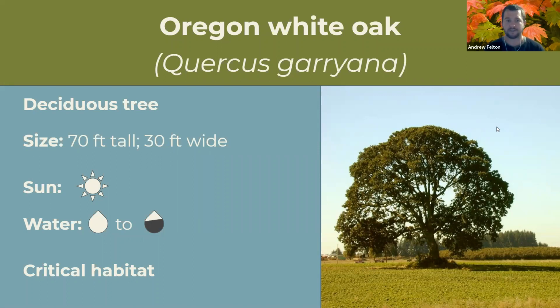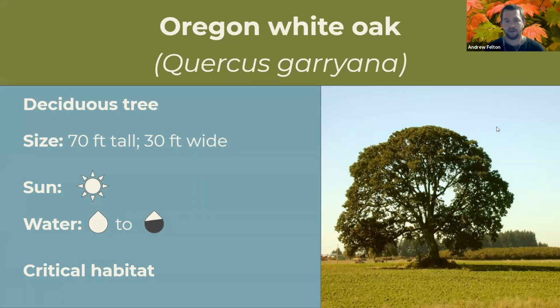Oregon white oak is a majestic tree, as you can see. It can get up to 70 foot tall, and it really provides critical habitat in our region. Oregon white oak is a very slow growing tree. So what we like to say for folks who are considering it is that you're really planting this tree for your grandchildren. So think of it as kind of a present to a future generation.